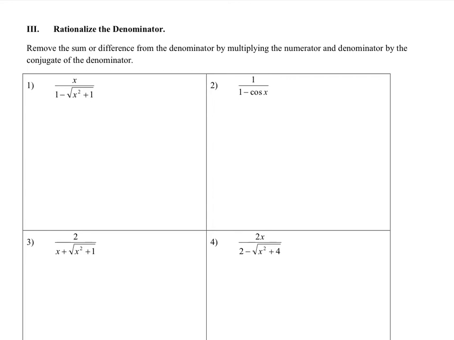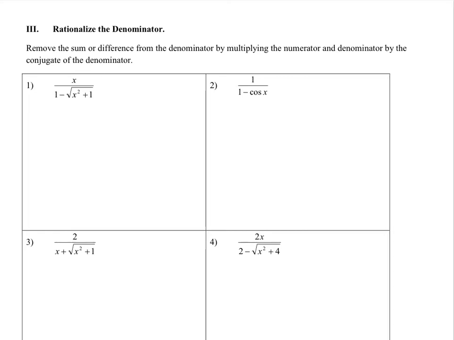Part 3. Rationalize the denominator. The directions say remove the sum or difference from the denominator by multiplying the numerator and denominator by the conjugate of the denominator. We will do 1, 2, and 3. For number 1, we have x divided by 1 minus the square root of x squared plus 1.